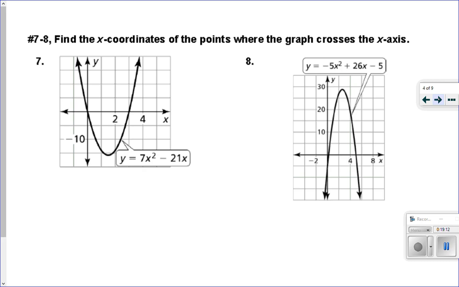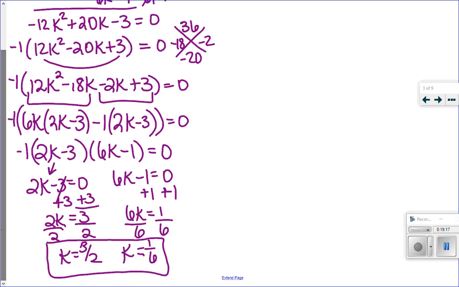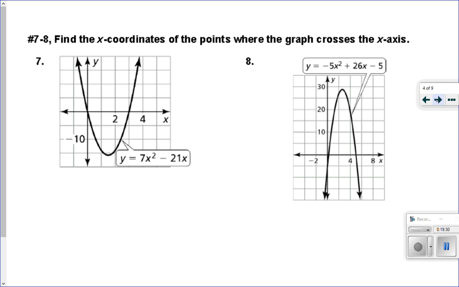Okay, so in other words, if I were to have graphed this problem right here, number 5, and then look to see where it crossed the x-axis, that graph would be crossing the x-axis at 3 over 2, which is 1.5, and at 1/6. That's where those x-intercepts would be. So they are synonymous. This is just looking at it from the more graphical, visual perspective.